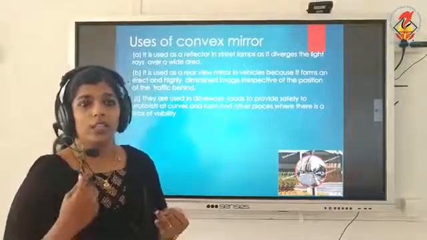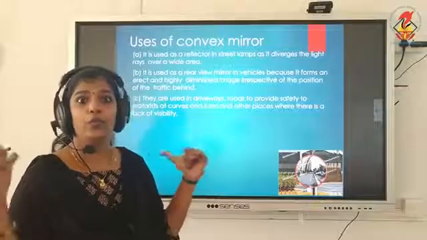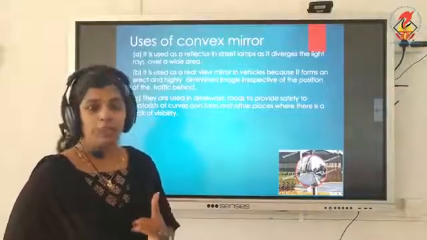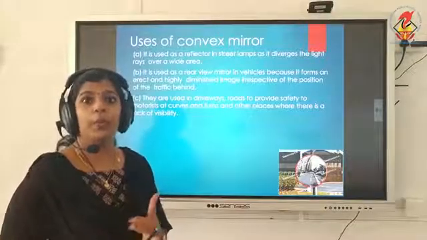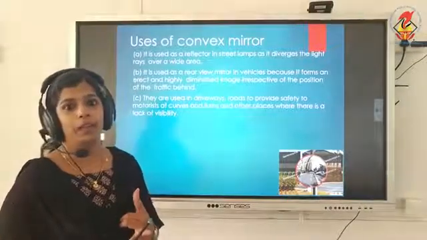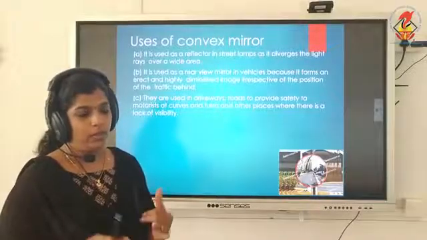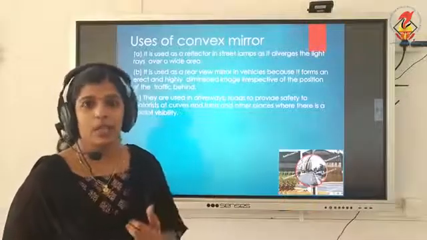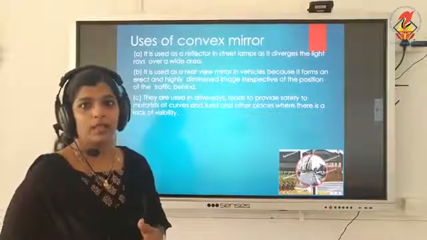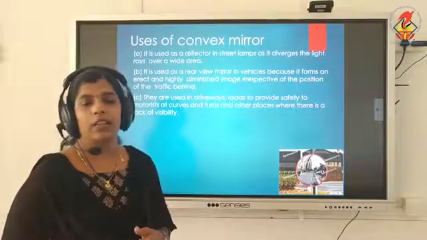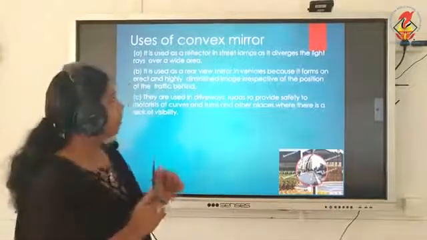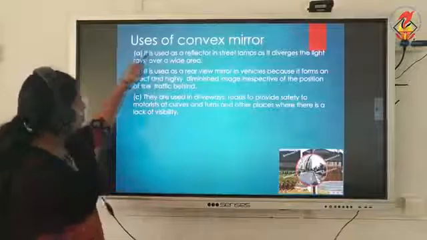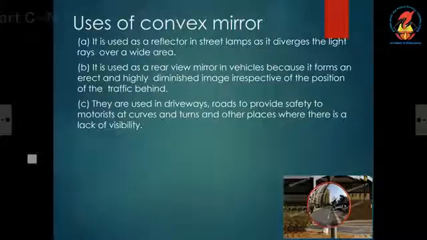And we can see the wide view behind our vehicle, the traffic behind the vehicle. Because of these two reasons, we are using convex mirror as side mirrors in our automobiles. First, it's used as a reflector in street lights as it diverges the light rays over a wide area.